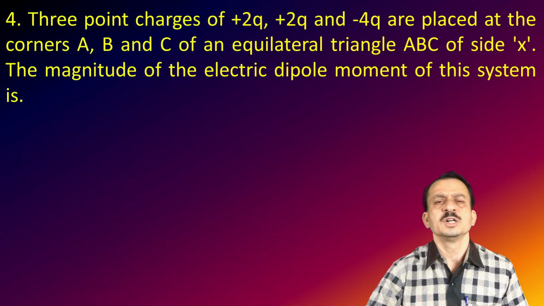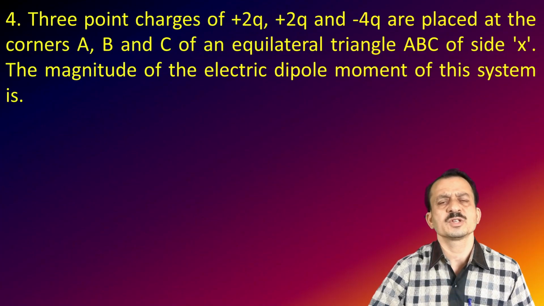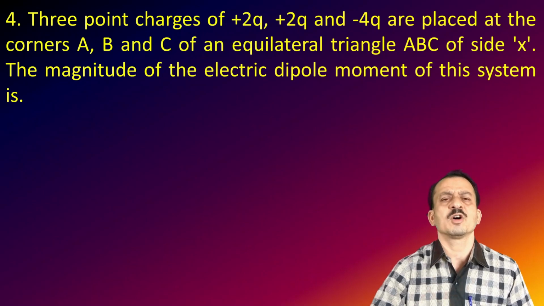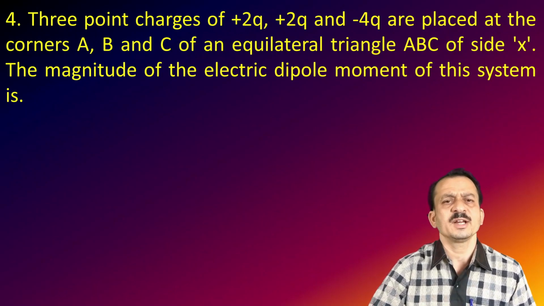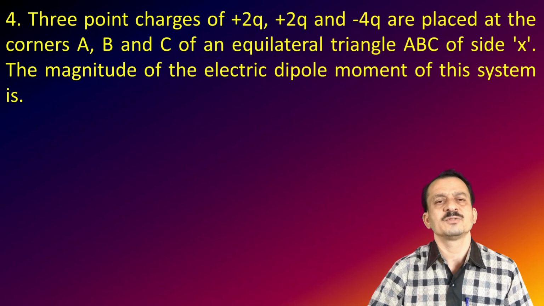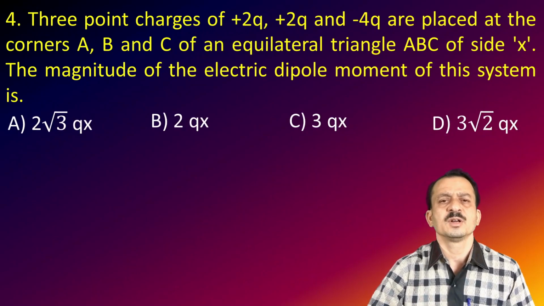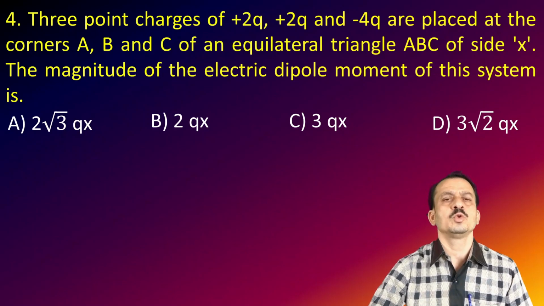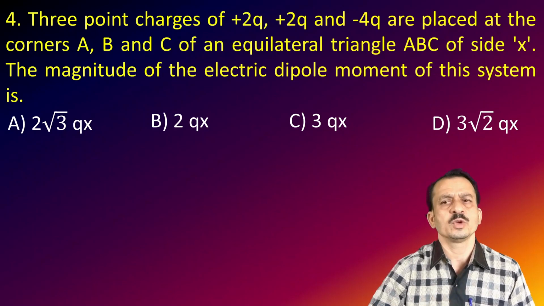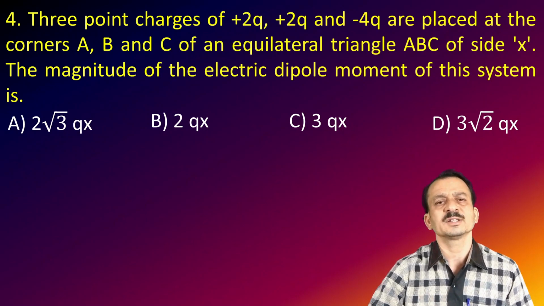Third problem. 3 point charges plus Q, plus Q and minus 4Q are placed at the corners A, B, C of an equilateral triangle of side X. The magnitude of the electric dipole moment of this system is: A, 2 into root 3 Qx; B, 2 Qx; C, 3 Qx; D, 3 root 2 Q into X. Now, one may wonder, here they have given 3 charges and they are asking for a dipole moment.